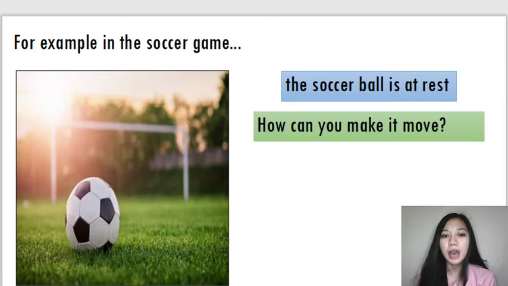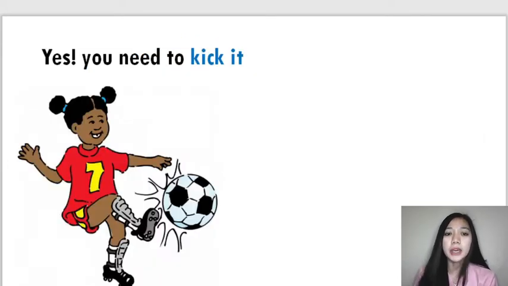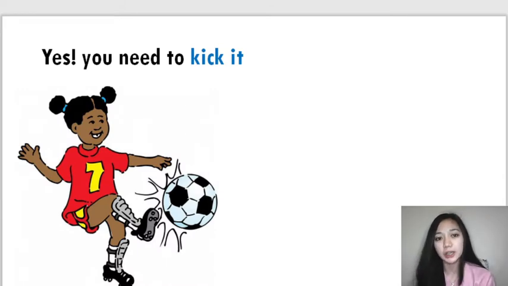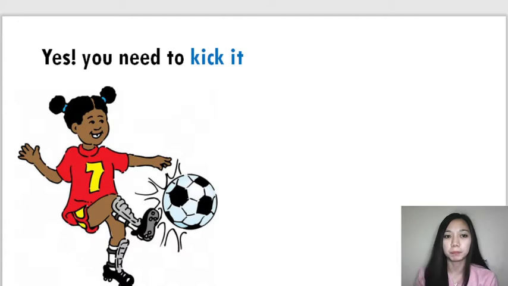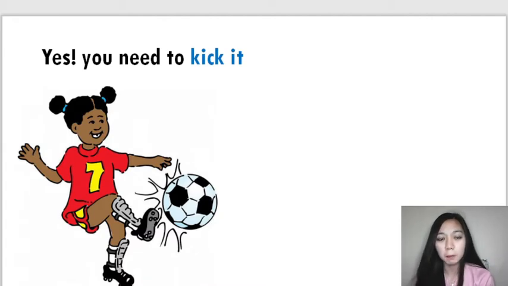Example, I have here the soccer ball and the soccer ball is at rest. How can you make this soccer ball or object move? Yes, by kicking the ball, you already apply the force by pushing it. So that ball will move. And of course, yung ball na yon, pwedeng mag-move in different direction. Depende doon sa direction ng force na in-apply mo sa ball.